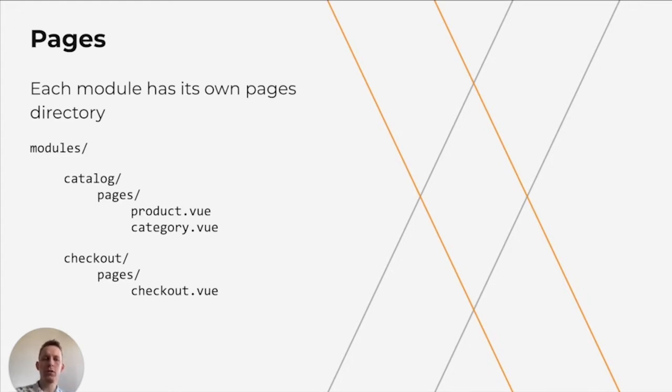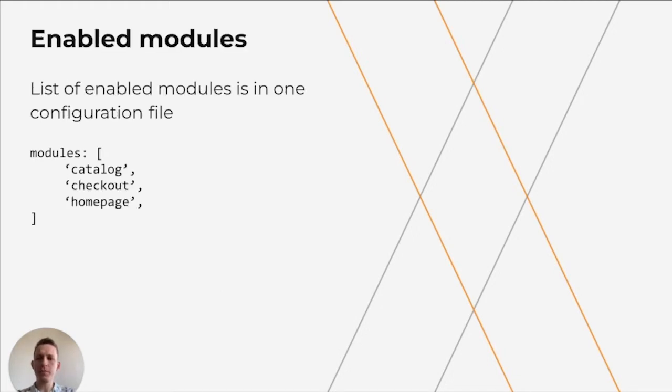So this will help with code structure and navigation in a large code base. And there's also a homepage module with, again, a page for the homepage. And now I have one configuration file in which I can set which modules are enabled. If I remove some module from this list of modules and I build the application, the pages from that module will not be included in the final bundle.